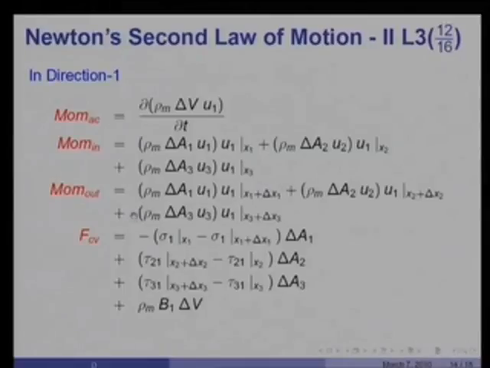Going out fluxes would be likewise mass going out at u1 multiplied by u1 at x1 plus dx1, similarly x2 plus dx2 and x3 plus dx3.